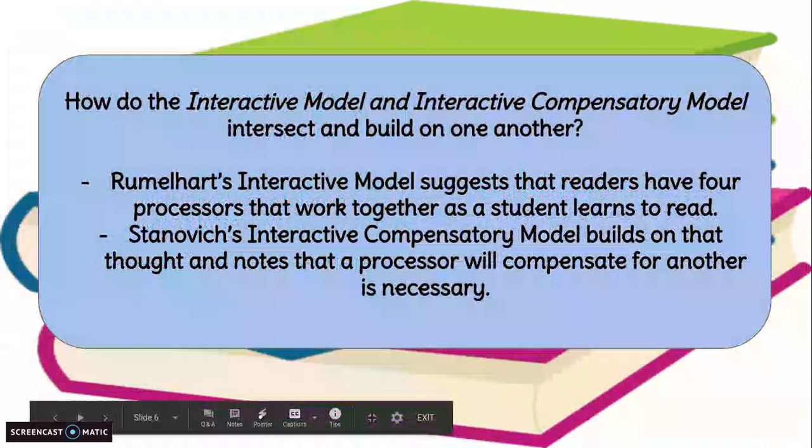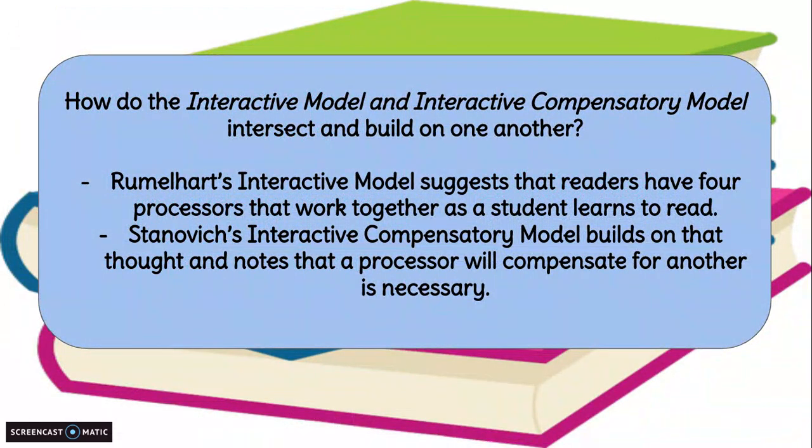How do both of those models intersect and build upon one another? Well, Rumelhart's interactive model suggests that readers have 4 processors that work together. Stanovich then took that information and extended it and noted that, as I said earlier, if a processor isn't sufficient or isn't functioning as high as the others, another will compensate for that processor if necessary.